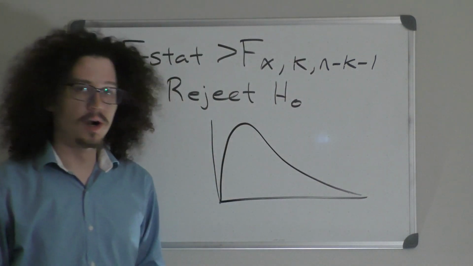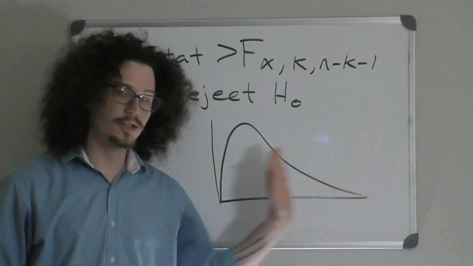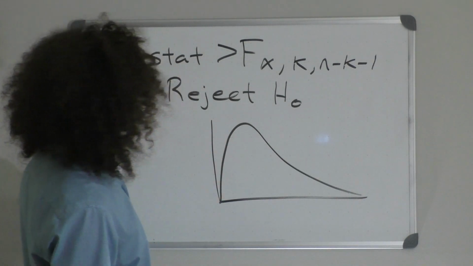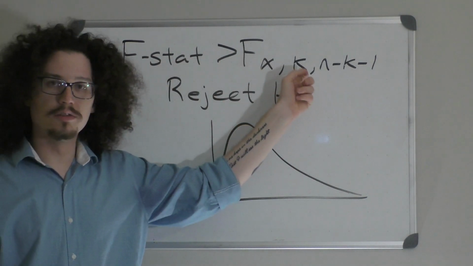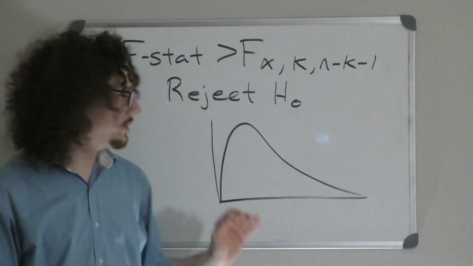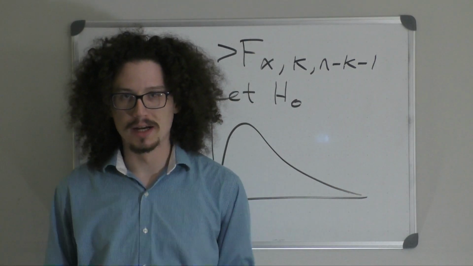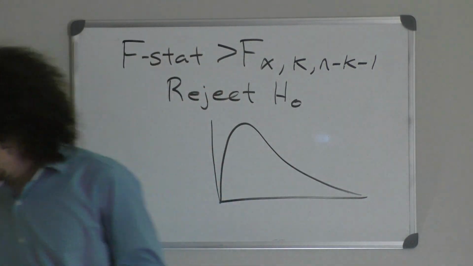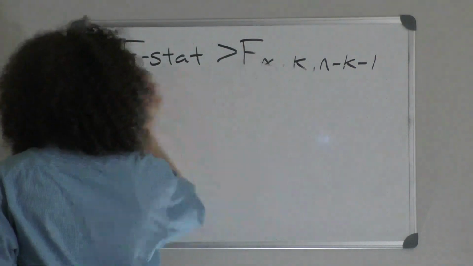All right, also if we remember, this is what our F distribution looks like. So really we're always just going this way, at least everything we're doing in this class. So if the test statistic, our F-stat, is greater than the critical value, it falls in the rejection region and we're going to reject the null hypothesis. All right, so that's our conclusion criteria for this F test.